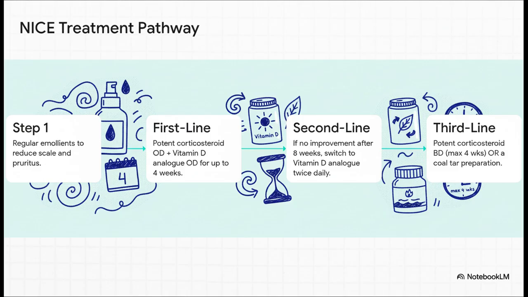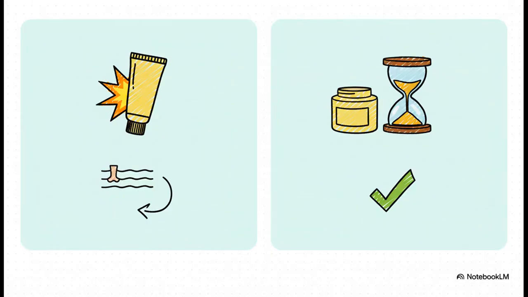twice a day. And if you're still not getting results, third-line options include a potent corticosteroid twice daily for a short burst or a coal tar preparation. So why this combination approach? What's the thinking behind it?